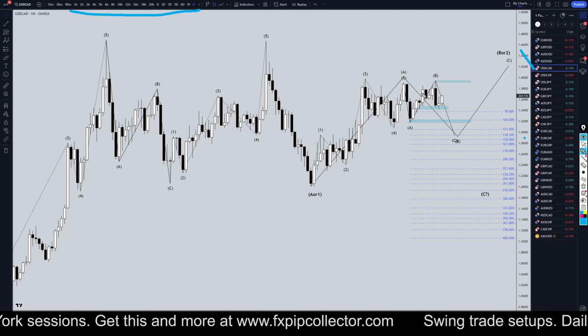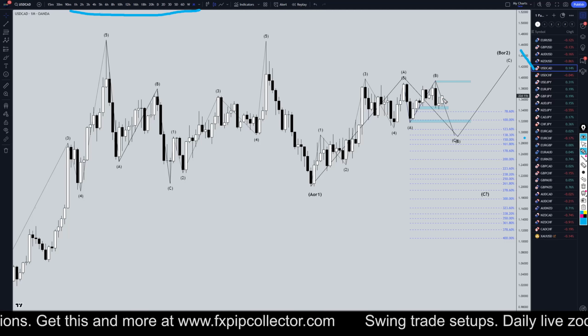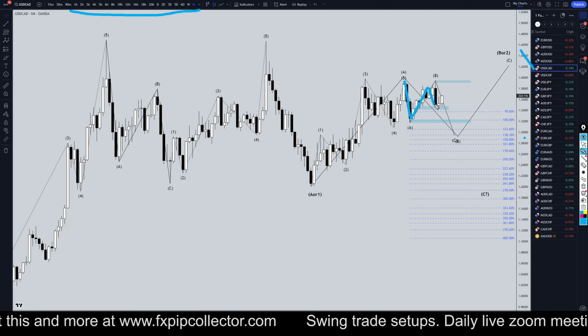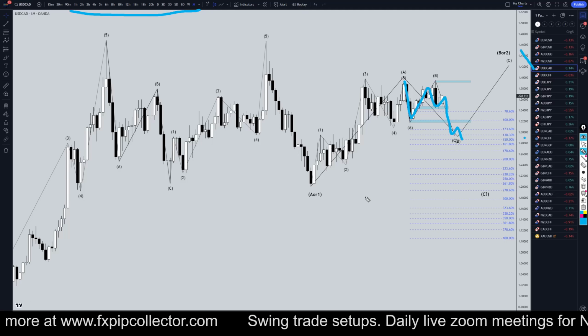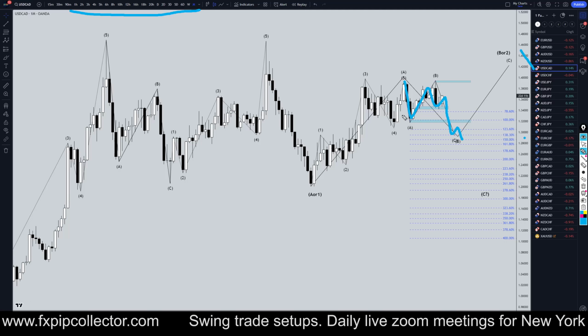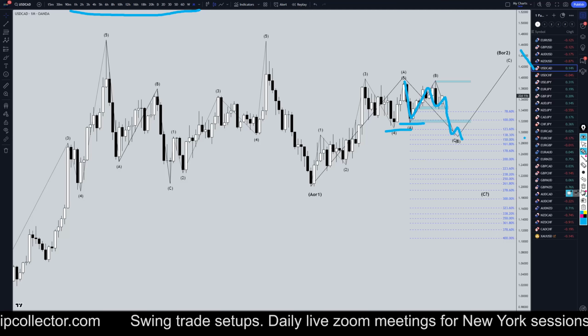So anyways, on the monthly time frame dollar CAD, we are going up pretty strong now, but I'm definitely still looking at this as likely going down for an ABC correction, which I think is going to probably go down and take out these previous lows.